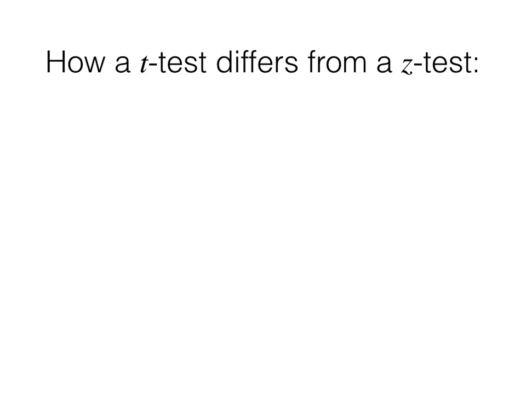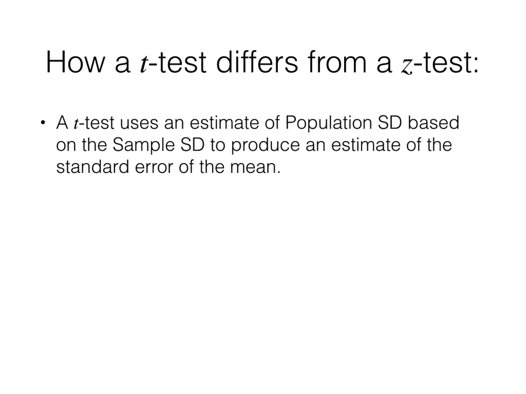Now, how does a t-test really differ from a z-test? Well, a t-test uses an estimate, like I said before, of the population standard deviation based on the sample standard deviation to produce an estimate of the standard error of the mean.